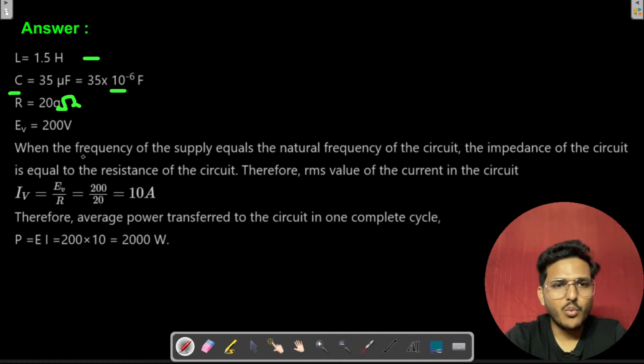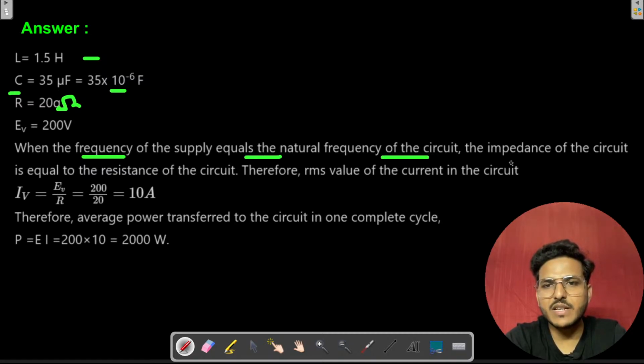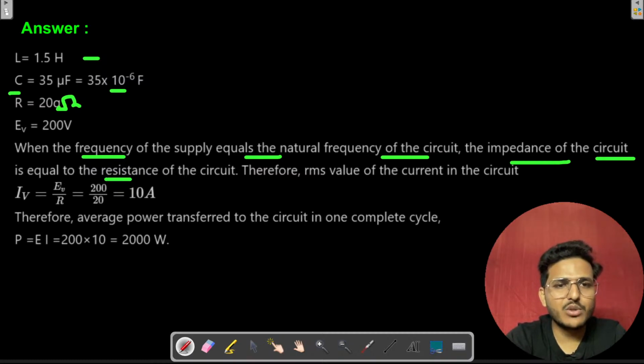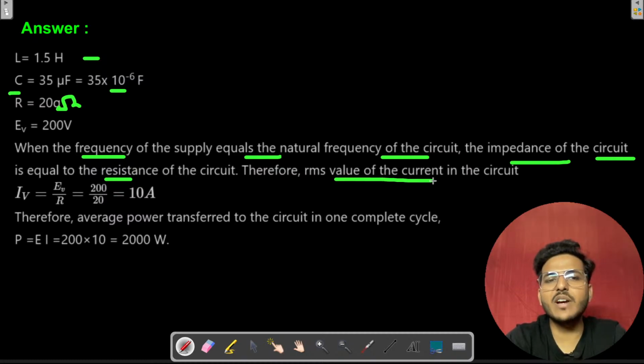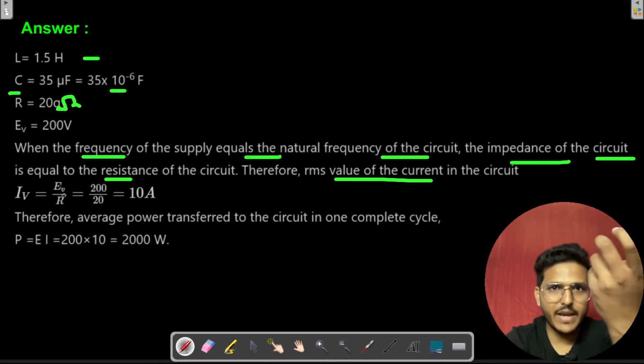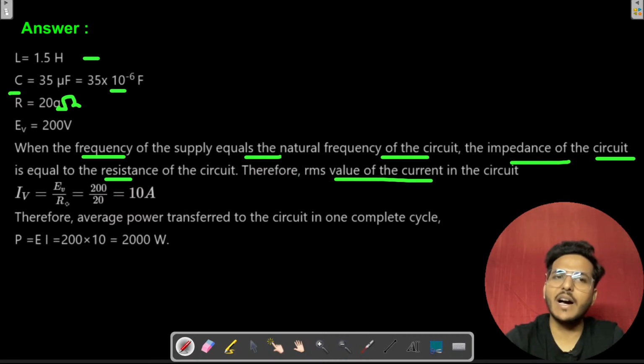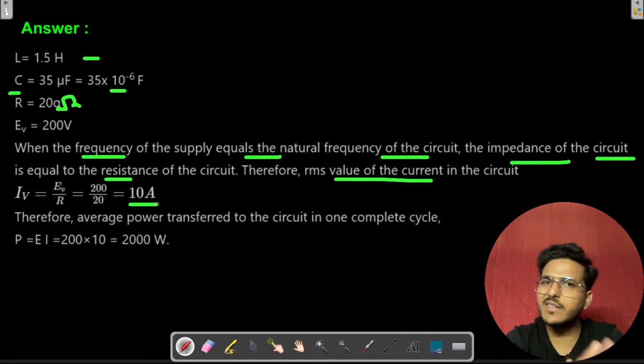When the frequency supplied equals the natural frequency of the circuit, the impedance of the circuit is equal to the resistance of the circuit. Therefore, the RMS value of current, I RMS, equals V RMS upon R. V RMS is 200 upon 20, that is 10 ampere. 10 ampere is the current in the circuit.